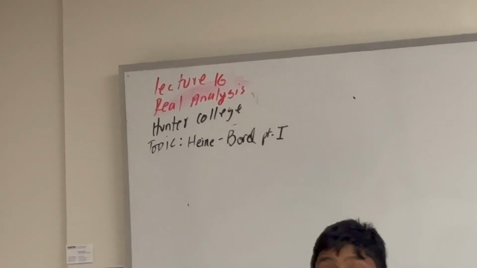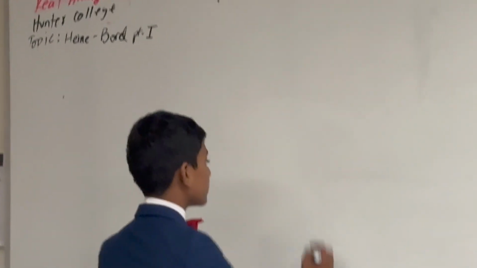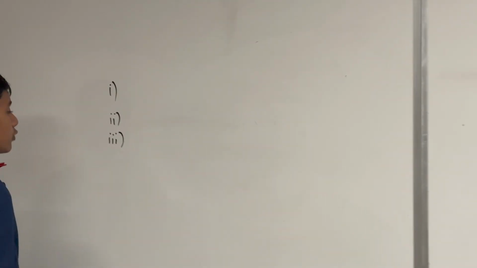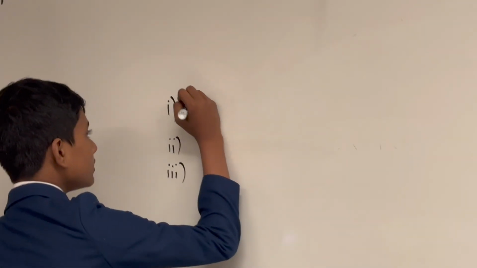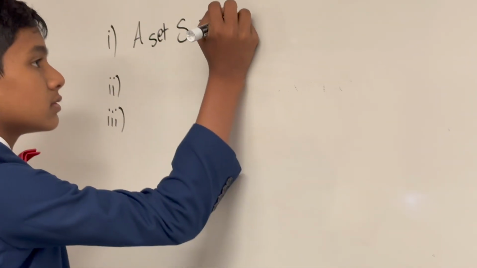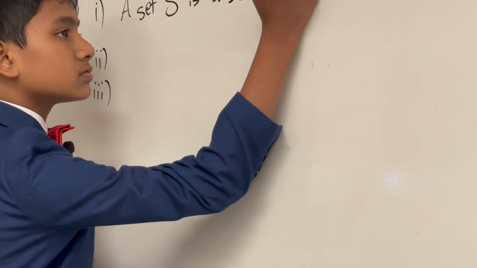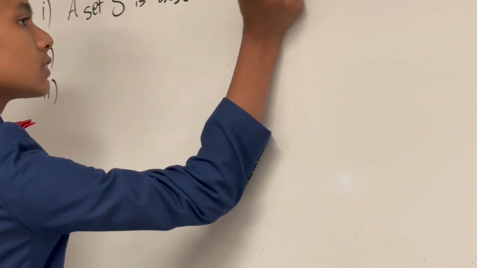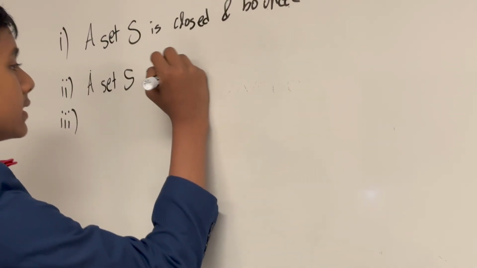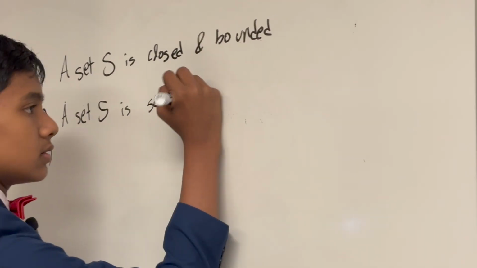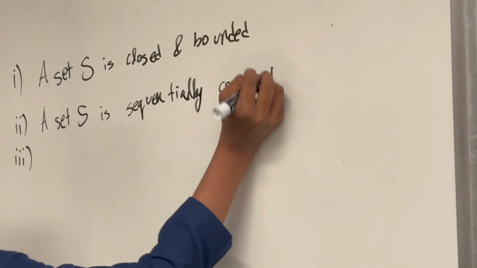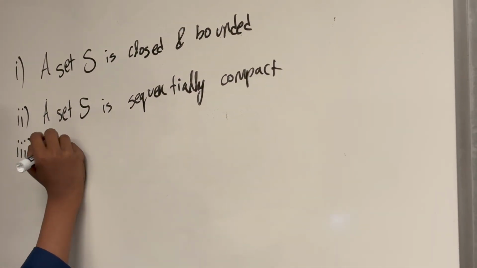Today we're going to be doing lecture number 16 of real analysis, and we're going to be proving the Heine-Borel theorem part 1. Now, we have 3 parts, as we remembered before. 1, a set S is closed and bounded. 2, a set S is sequentially compact. And 3, a set S is covering compact, or just compact.